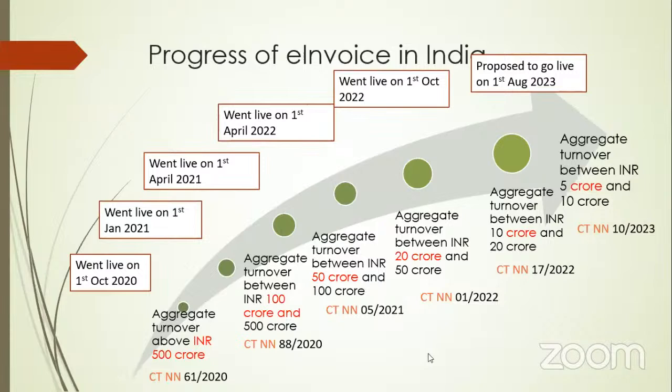Thereafter, the limit has gone down. On 1st of January 2021, it went live for more than 100 crores, then more than 50, and ultimately in the recent cycle, it is proposed to go live on 1st of August 2023 for businesses having turnover between 5 to 10 crore, notified via Central Tax Notification 10/2023.